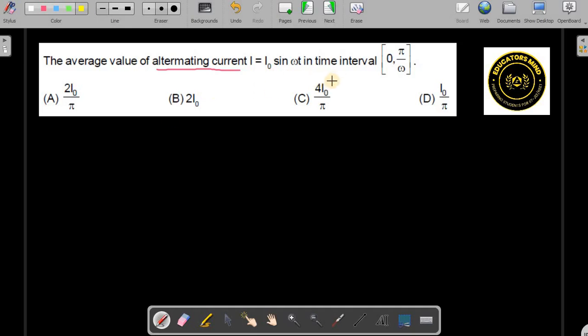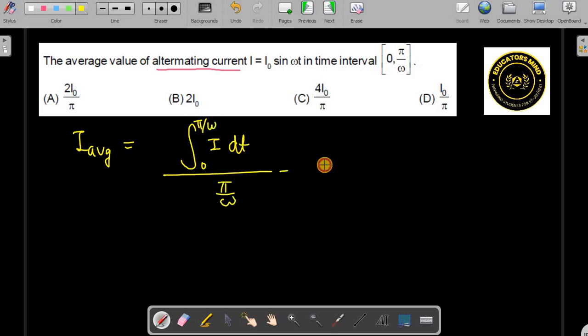Current is changing with time. Its average value from 0 to pi by omega. So let's calculate the average value. Average value integration, I is a function of time, and the time is going from 0 to pi by omega. So the interval is pi by omega, so here you will get omega by pi, integration from 0 to pi by omega, I is I naught sine omega t dt.